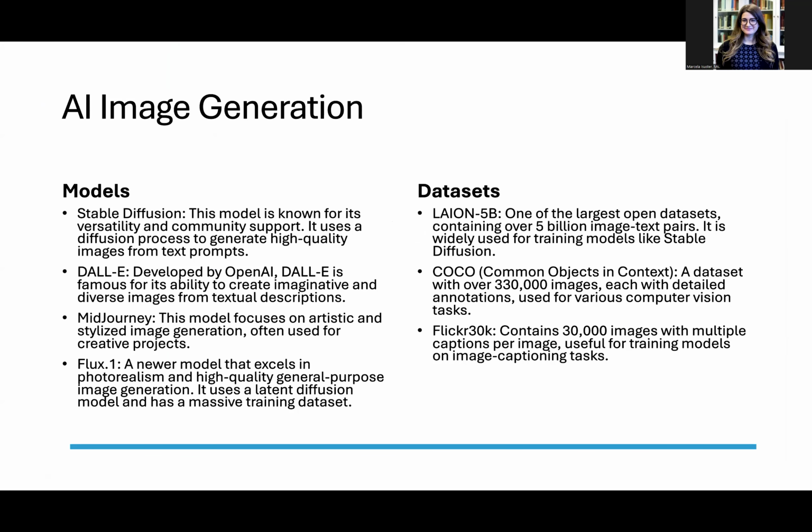Now, for AI image generation, we need two things. We need a model and we need data sets. So for the models, we have a variety of models. I have just 4 here. There are others, but these 4 are what I think are some of the more popular ones or that you may have heard of. So Stable Diffusion is a model that's very widely used. If you use Microsoft Copilot, it uses Stable Diffusion.